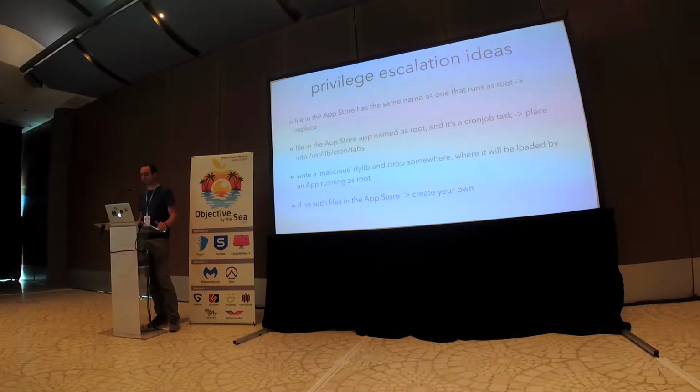Maybe if you find a file called root, which is a cron job file, you can place it in the /usr/lib/cron/tabs folder where the cron job files are stored. And if it's named root, then the cron job task will execute it as root. You can write a malicious dylib and drop it somewhere. And if there are no such files in the App Store, potentially you can create your own.